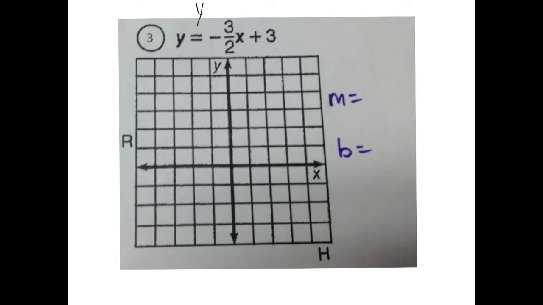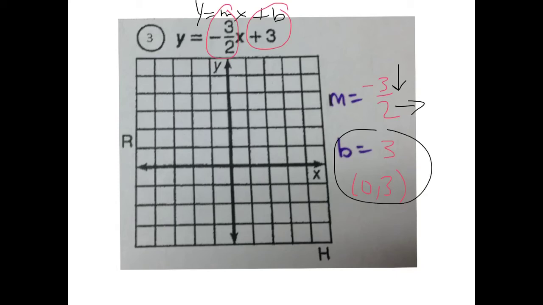y equals mx plus b. There's our m. There's our b. So our m is -3 over 2, and our b is 3, which is the point 0, 3. This -3 means down 3, right 2. We always begin with b, so up 3, 1, 2, 3, big dot. Then I'm going to count down 3, 1, 2, 3, over 2. And then I can draw my line down.